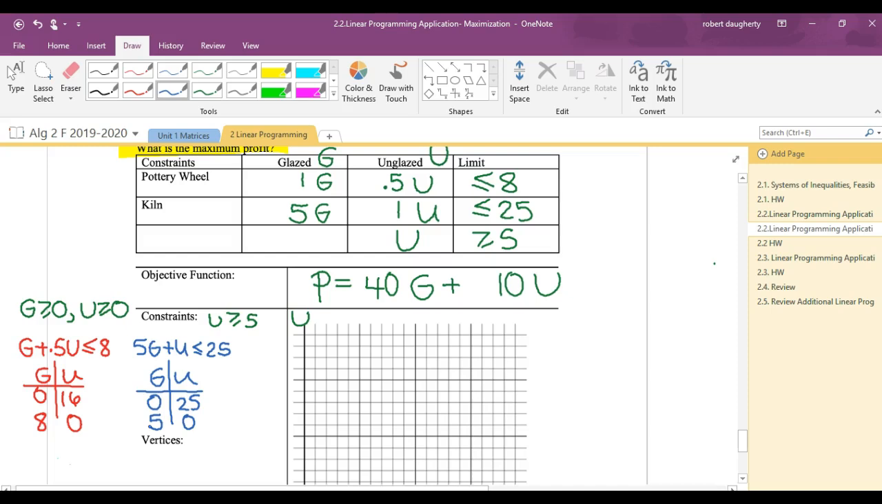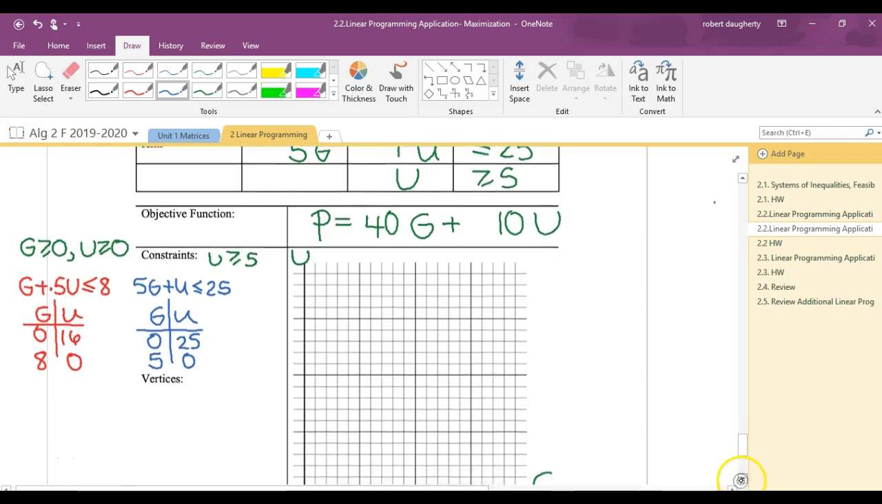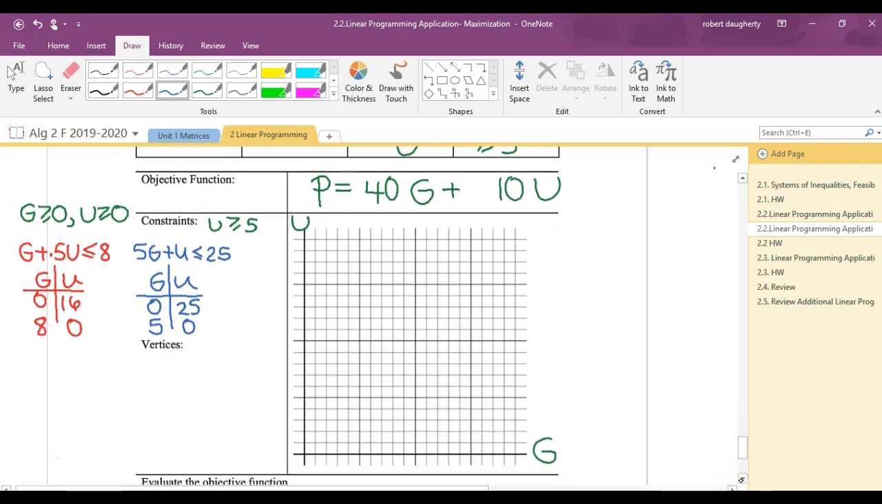Now this condition right here, U is greater than or equal to 5, that one's pretty simple. It's just the U values have to be greater than or equal to 5. So let's just start graphing. Let's look at the red line. I need to graph my G from 0 to 8, so the G-axis, if it went from 0 to 10, that would be good. The U-axis needs to go up to 25.